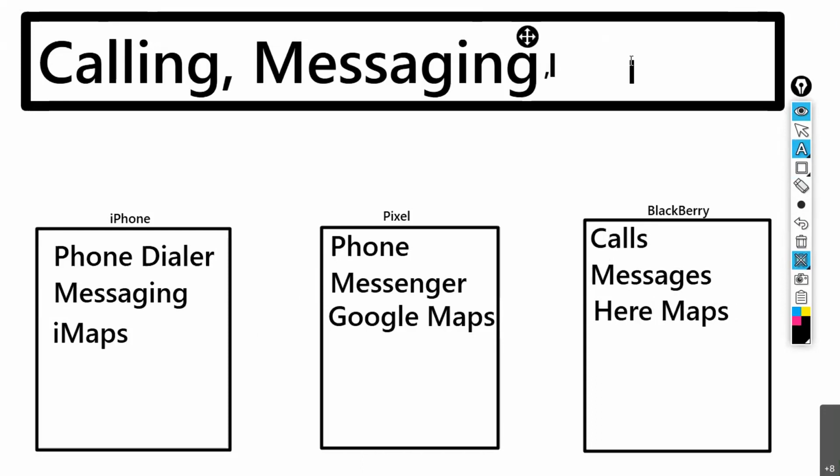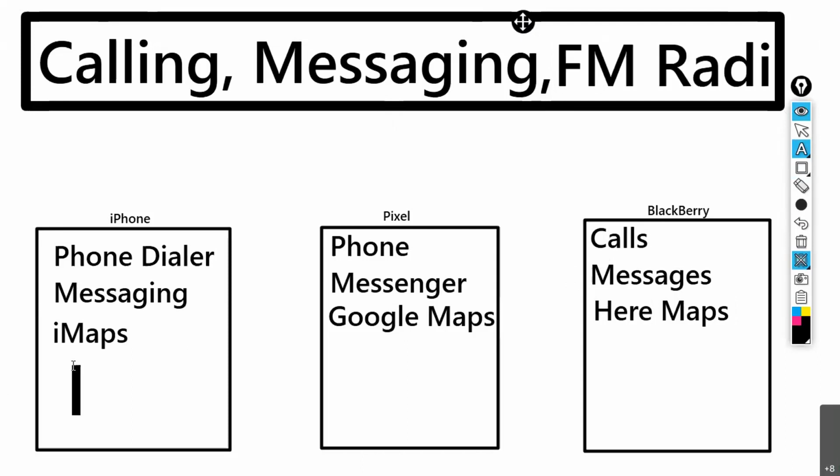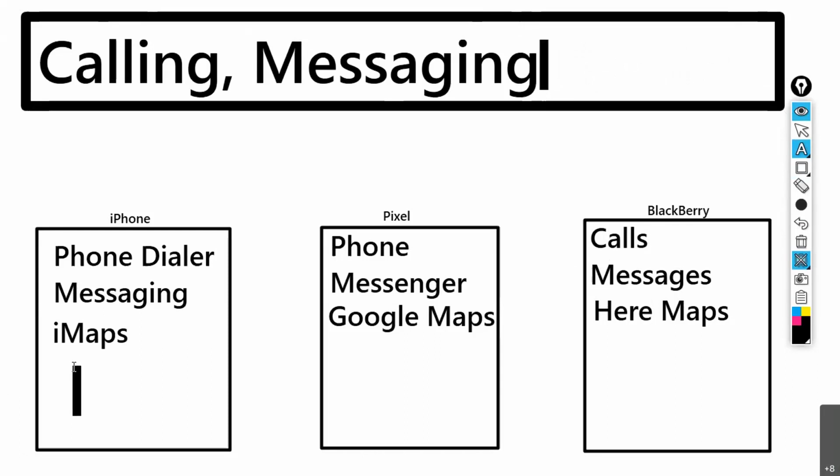Say I would want one more thing to be done, and that thing is, say, FM radio, right? Now the thing is that iPhone does not allow it, Pixel does not allow it, maybe BlackBerry allows it. Question is, is it a mandatory thing? No, it is not a mandatory thing. So we cannot have it. But yes, we know that calling and messaging are mandatory things.